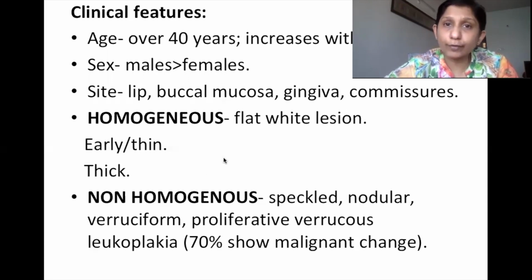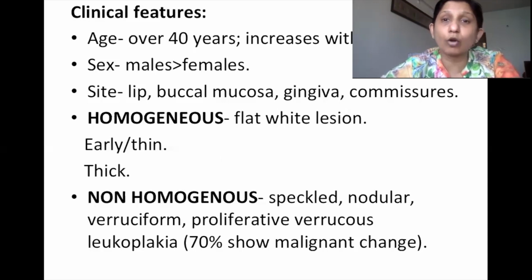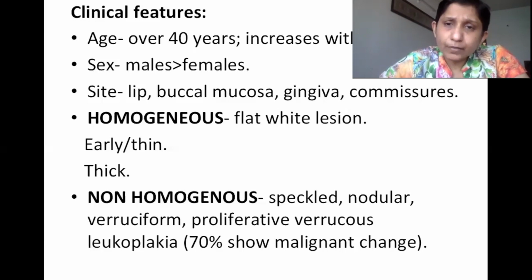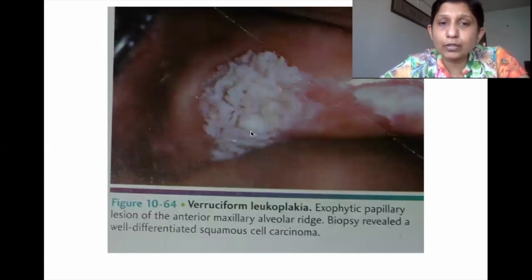Or you can also find a verruciform appearance. Whenever you hear the word verrucous, always remember it looks like a cauliflower-like surface. So a cauliflower-like appearance is called a verruciform appearance. Or you can have a proliferative verrucous leukoplakia. Now, PVL is a very specialized type of leukoplakia, which we'll deal with separately, because it shows a 70% malignant change. So this is a verruciform leukoplakia, which, as I said, has a cauliflower-like appearance. You can see that the surface looks like a cauliflower clinically.